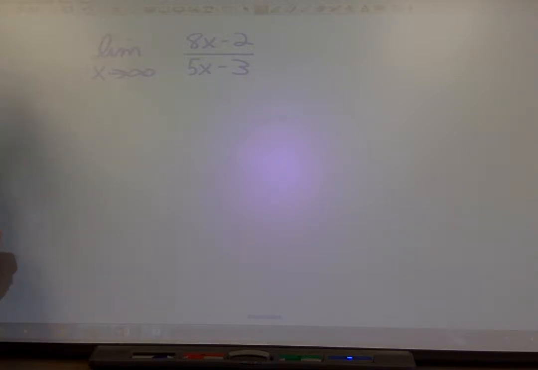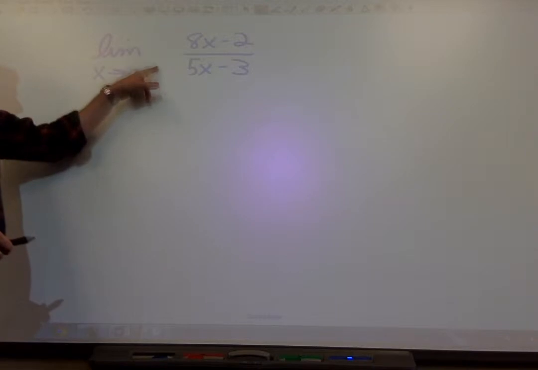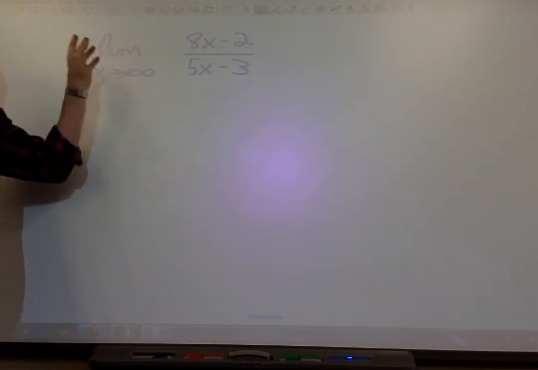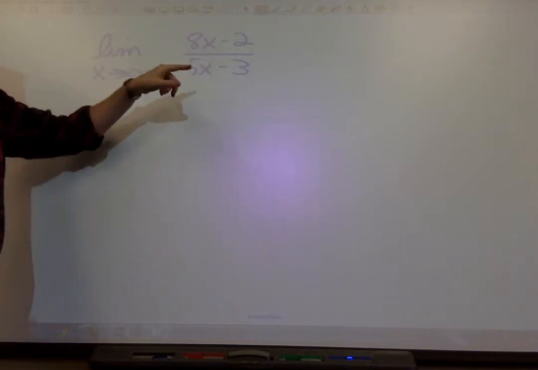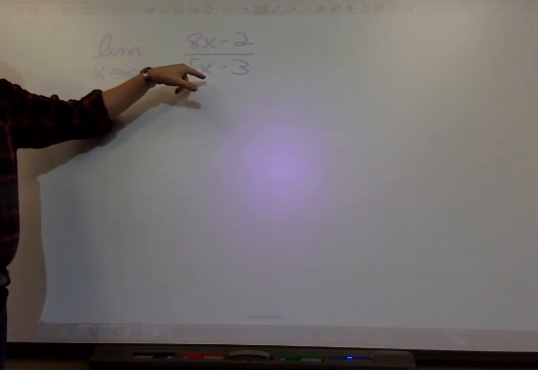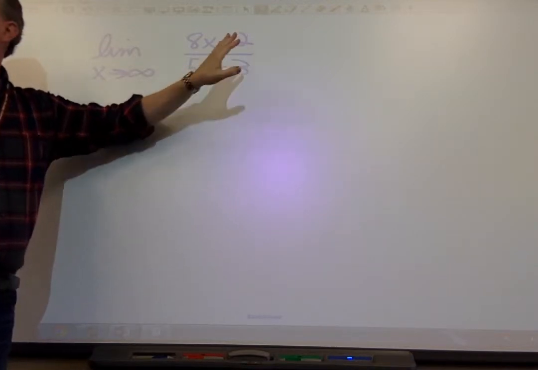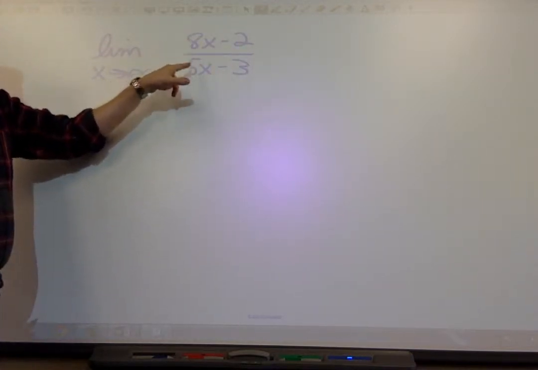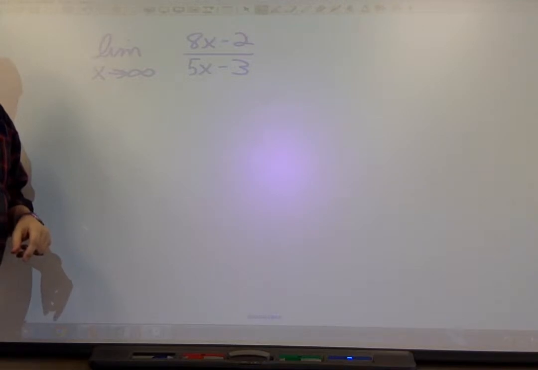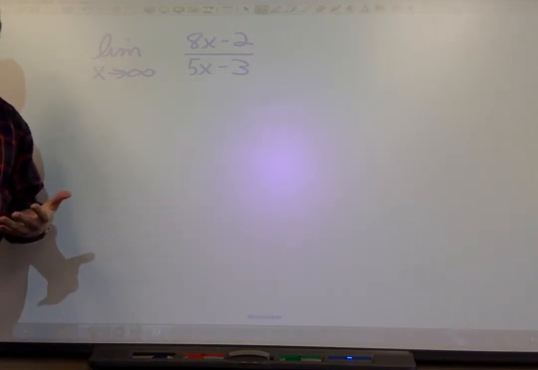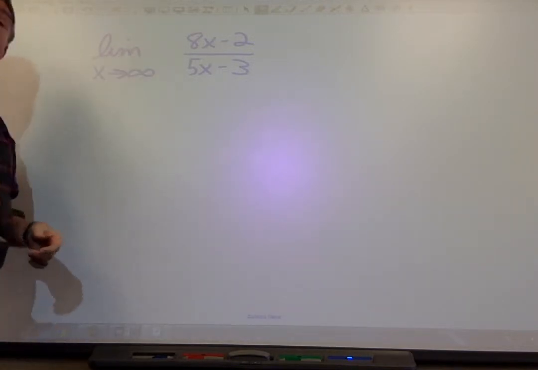Think about this. When you say x approaches infinity, aren't you thinking x is a million, a billion, a trillion, on and on and on? If x is a million, a billion, a trillion, are these numbers going to matter? No. What is 8 billion over 5 billion? 8 over 5. That's your limit. That limit is going to be 8/5.